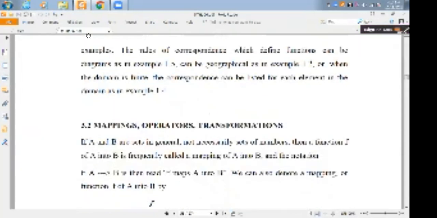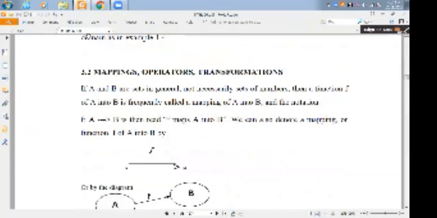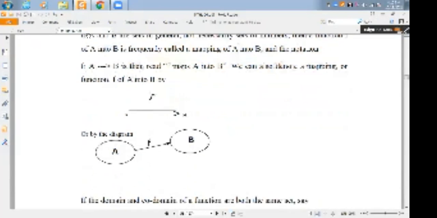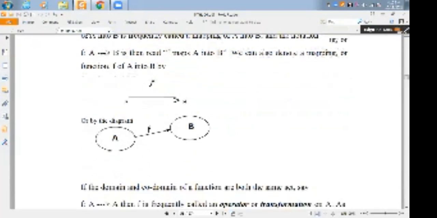Now the next thing, that is on 3.2, we see us talking about mapping, operations, and transformation. Mapping and functions are simply doing the same thing. For mapping, you can talk about a set of numbers, or you talk about alphabets or any other thing. But when you are dealing with function, it must strictly be numbers. Function takes only numbers. So please take note of that. That's just the difference between mapping and function.